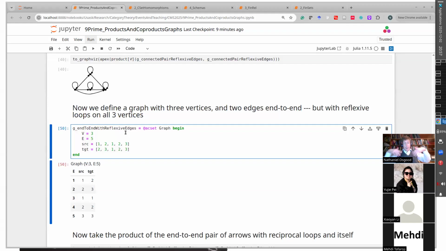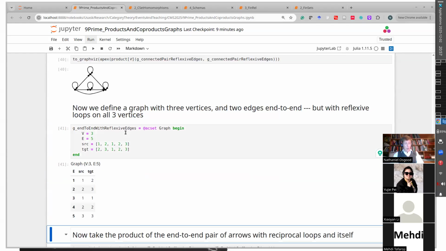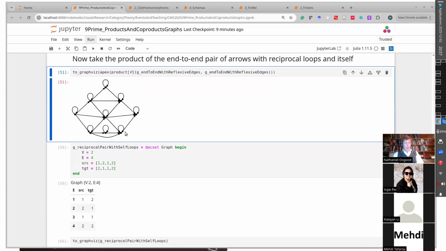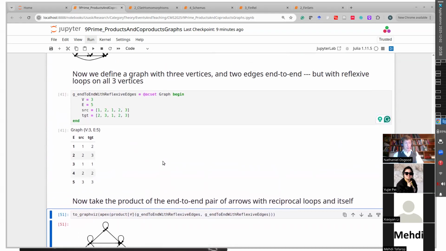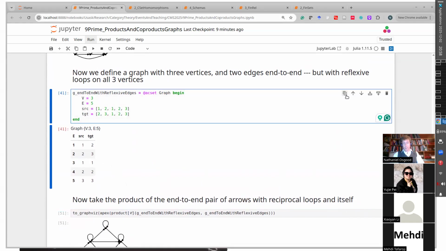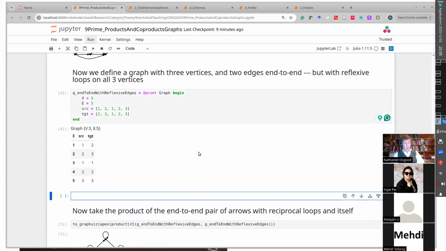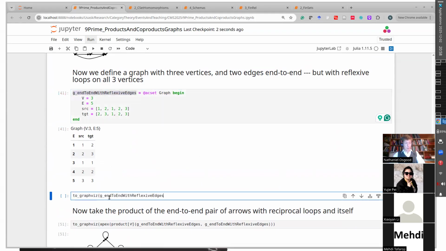But of course, Catlab can do all this for us. It can compute this all right in front of us. Oops. And to end here, take the product, check this out: end to end with reflexive loops. By all justice, I should have shown it in Graphviz. Let's just check this out here. We should have shown that. There we go.